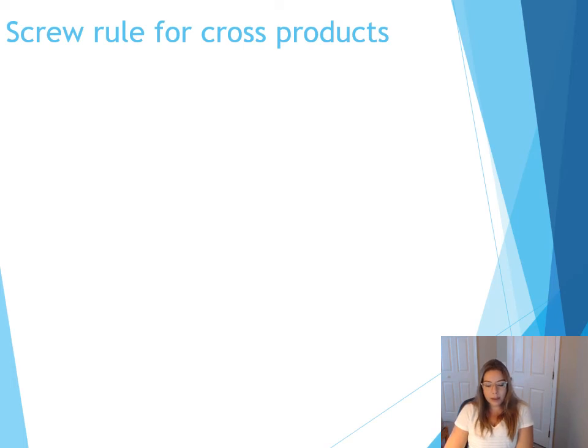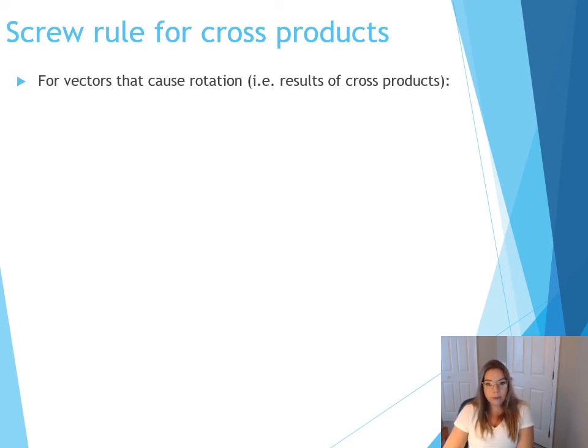One more thing that I just want to give you, this will come up later on when you get into Physics 1 and Physics 2 especially. There are certain vectors in physics that come about in a special way. They're called axial vectors, and they're related to a rotation. So for vectors that cause rotations, these are special vectors called axial vectors. They're the result of a cross product.